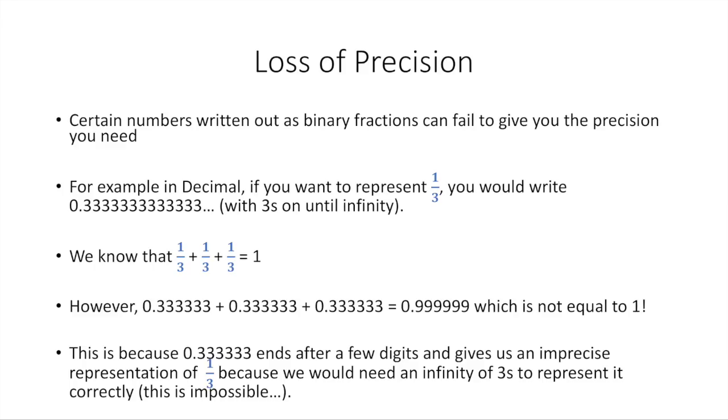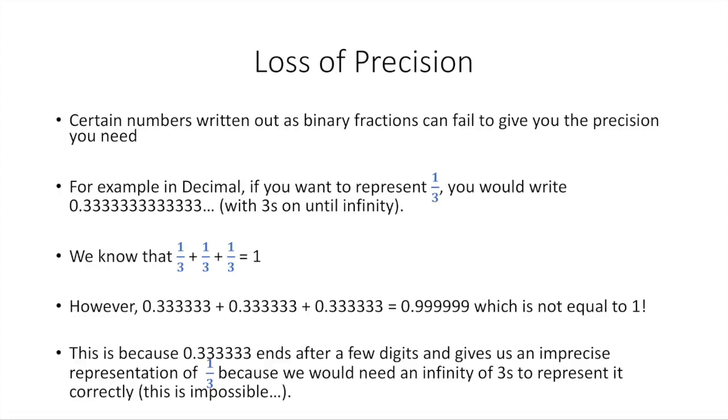Okay, so let's talk about something else here. Certain numbers, when you write them out as binary fractions, they can fail to give you the precision you need. And we can see this happening in decimal too. So we're going to look at it in decimal first. So if you want to represent 1 over 3 in decimal, you would write 0.3333333. Okay, lots of 3s, on and on until infinity, because the 3s never stop.